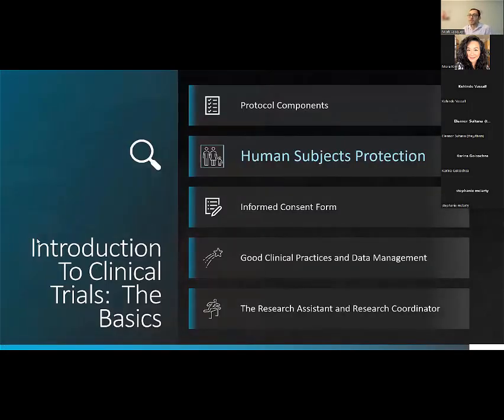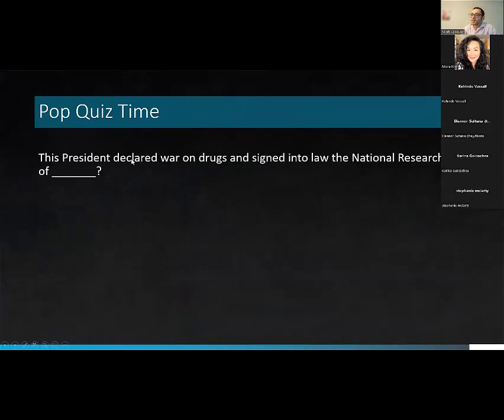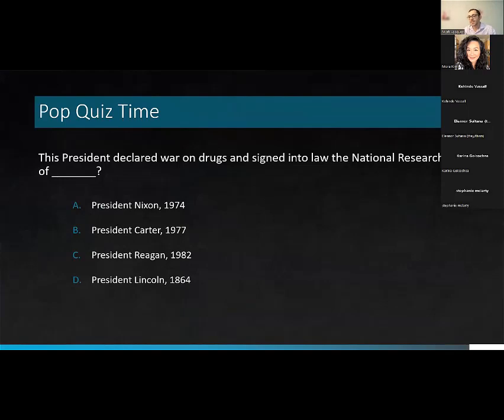All right, so now we're moving on to human subjects protection. And another pop quiz that I'll do myself. This president declared war on drugs and signed into law the National Research Act of, and it's out of these. So I'll give another second if anyone feels courageous enough to answer. Reagan. I'll say close, but not quite.